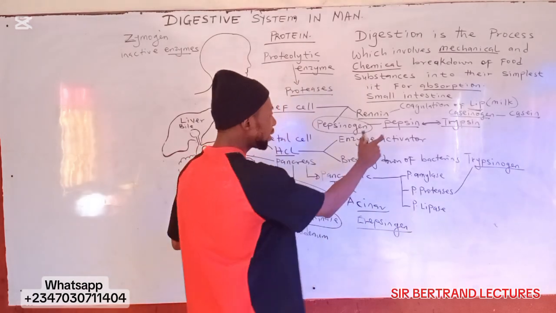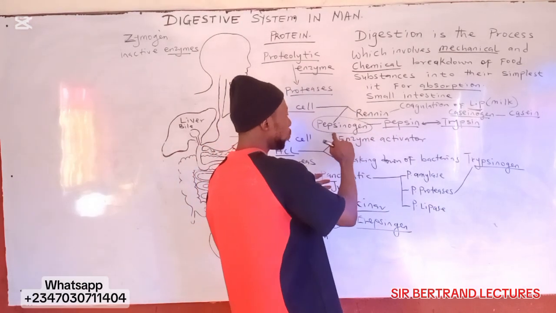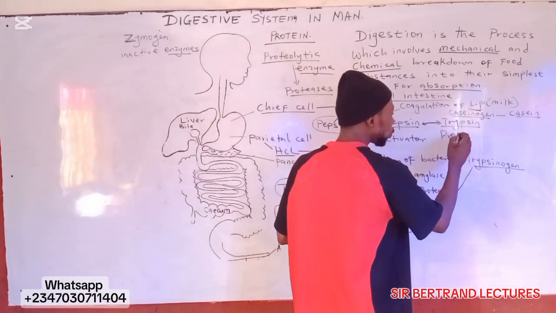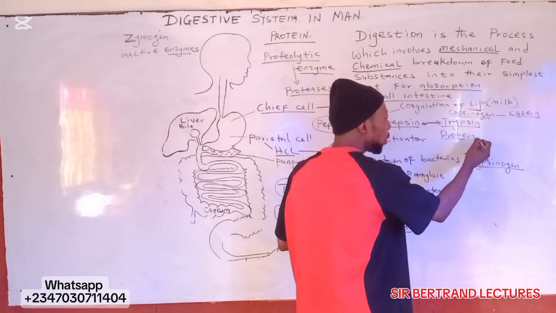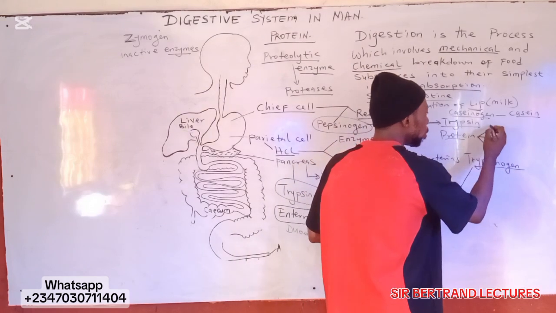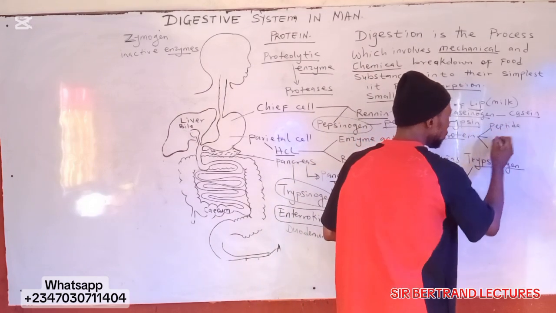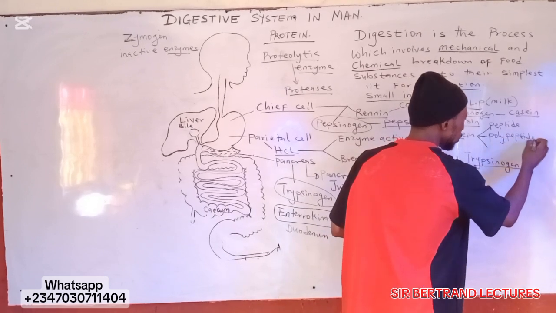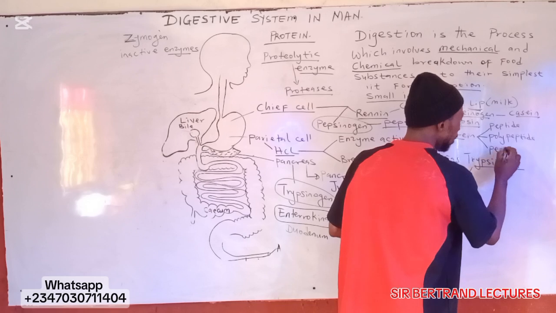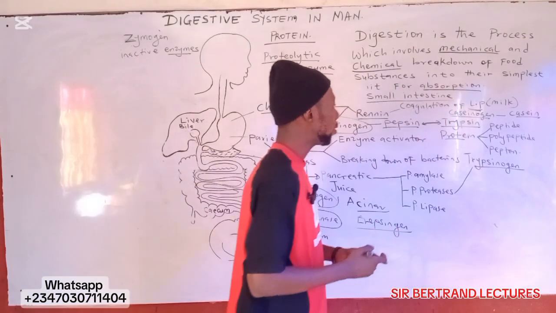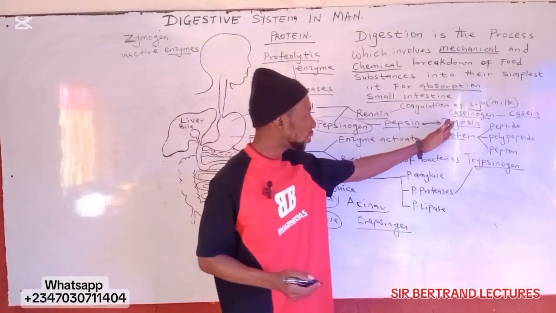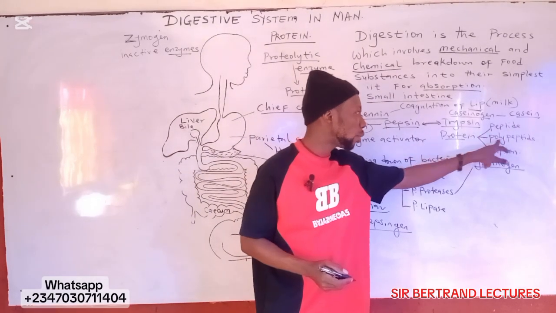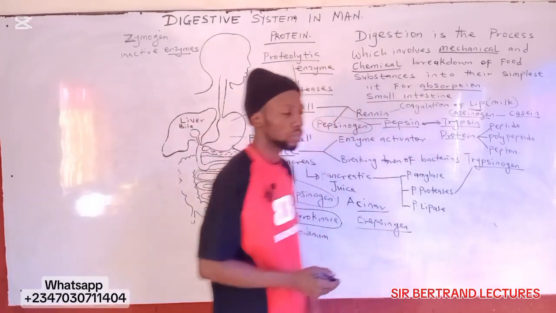Now, pepsinogen here, which is converted to pepsin, acts on protein. This is solid protein. Then it converts protein to peptide, polypeptide, and peptone. Pepsin and trypsin act on protein and convert protein to peptide, polypeptide, and peptone.